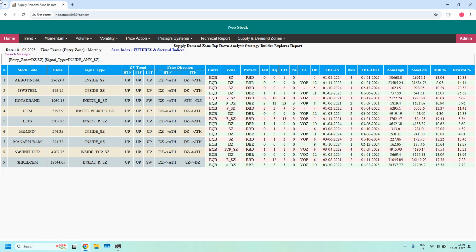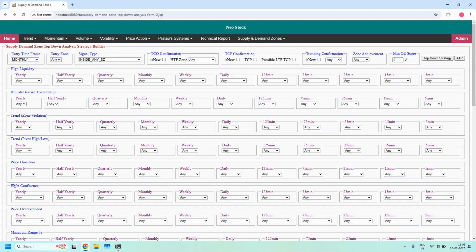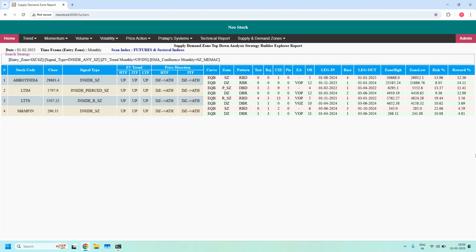Let us filter. Going back, in the EMA confluence at monthly time frame, I am setting the filter monthly supply zone having monthly EMA confluence, and the trend on the monthly time frame is either up or down. With these filters, we got 4 stocks.